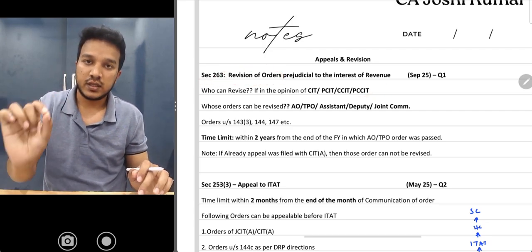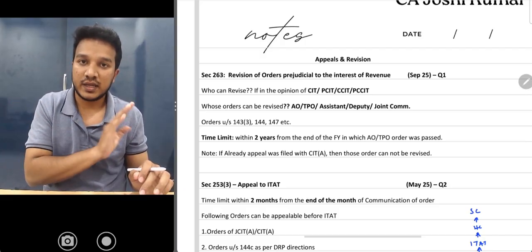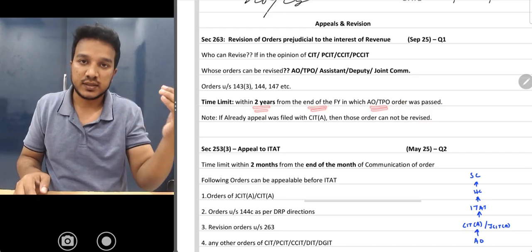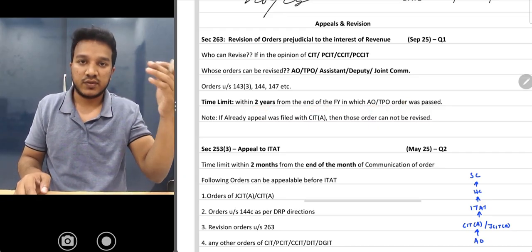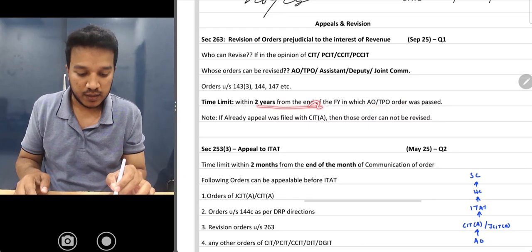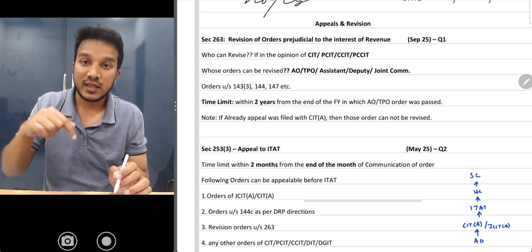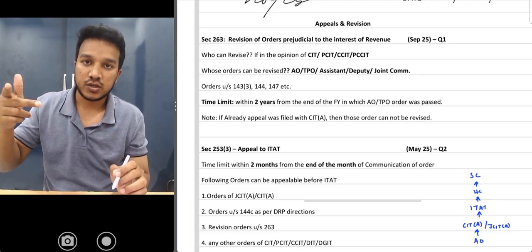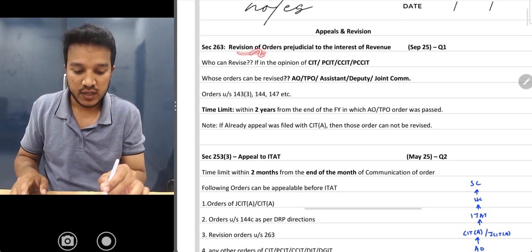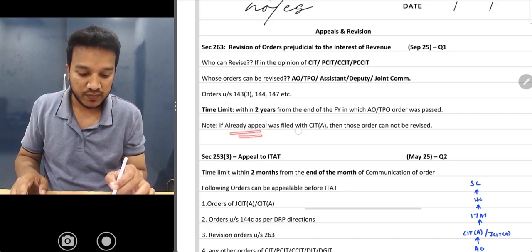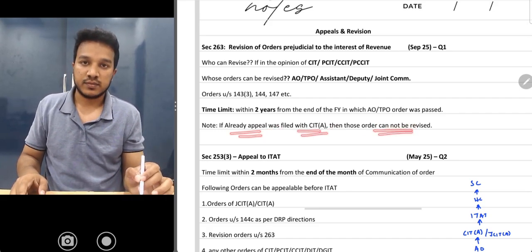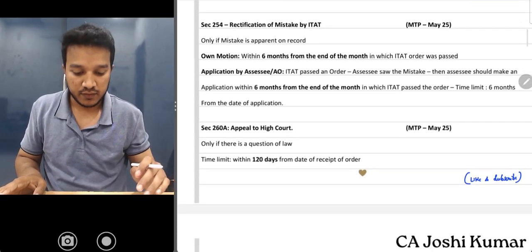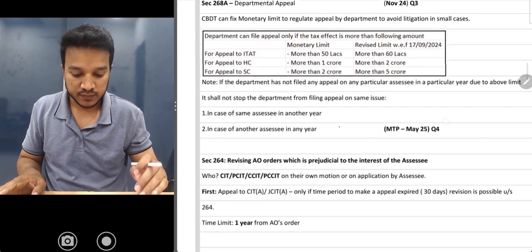That is all there is to it. But the only thing you should remember is the time limit. Within what time can they revise? Within a period of 2 years from the end of the financial year in which AO or TPO has passed the order. So they cannot do it after 5 years or 10 years. They have to do it within this time limit. Only in one situation they cannot revise the order, that is if the issue is the subject matter of an appeal, where the appeal has already been filed. In that case they cannot go for revising the orders. If an appeal was already filed with CIT appeals, then no order can be revised. You got it? So this is your 263 section. Do this question immediately. If you're not doing questions, then you're fooling yourself.